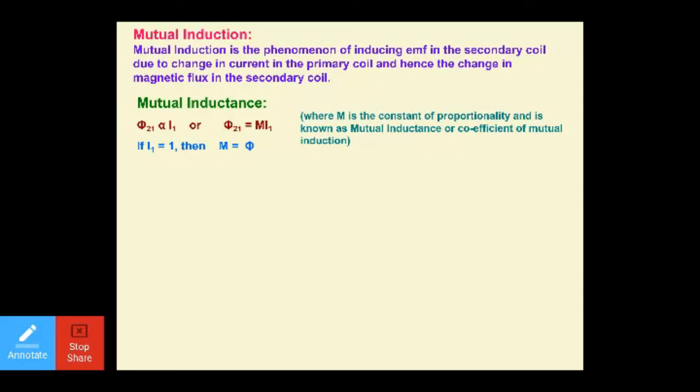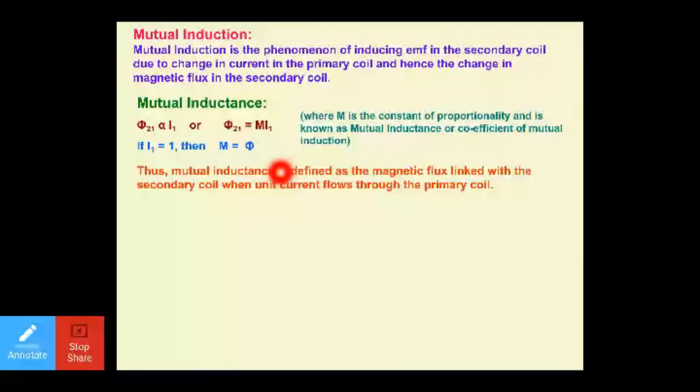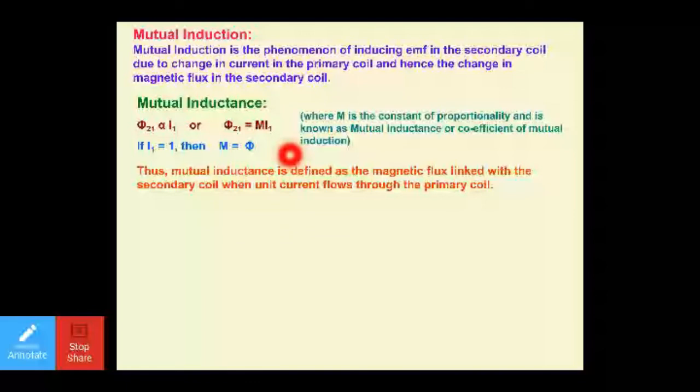If I1 is equal to 1, for example, if you place the value of I1 equal to 1, then M is equal to phi 21. The mutual inductance is defined as the magnetic flux linked with the secondary coil when unit current flows through the primary. Whatever expression is given over here, they have simply written it in the English language.